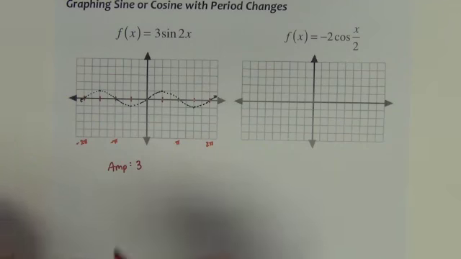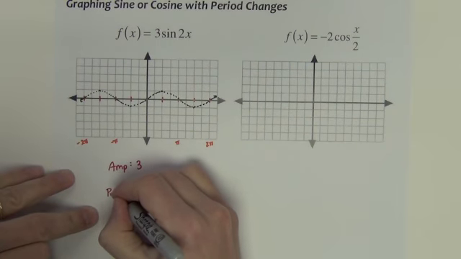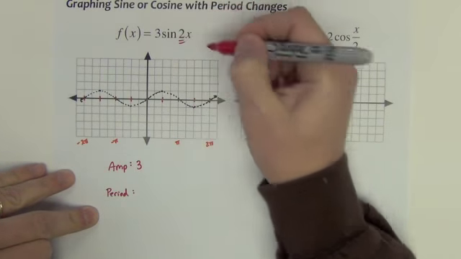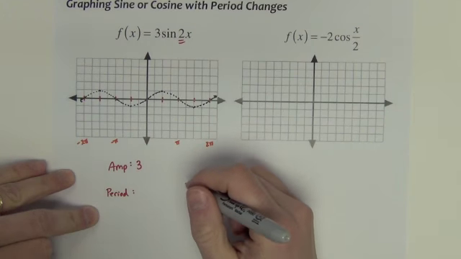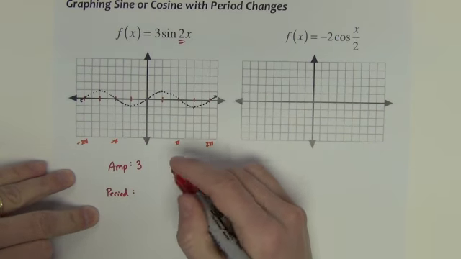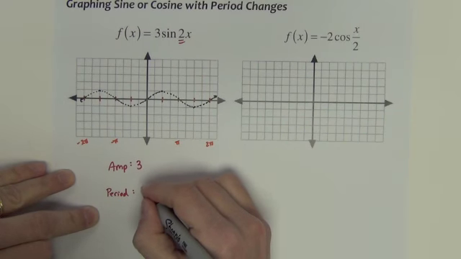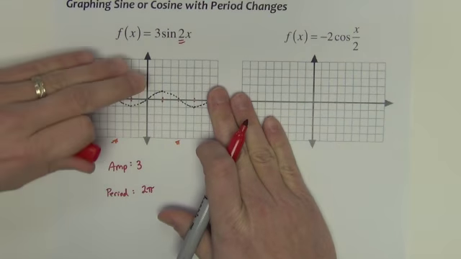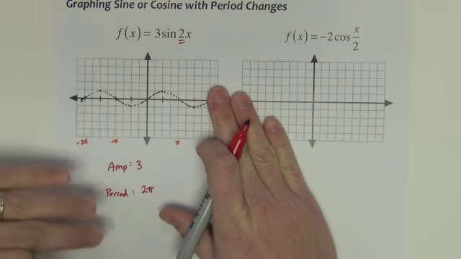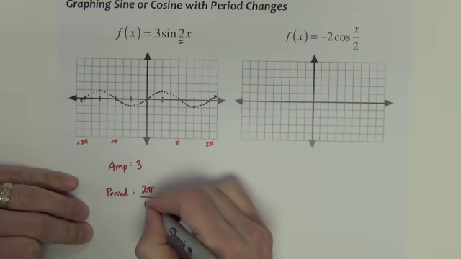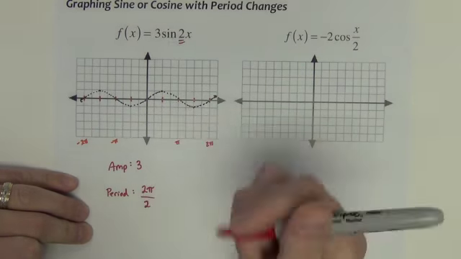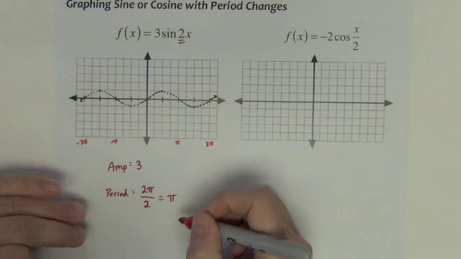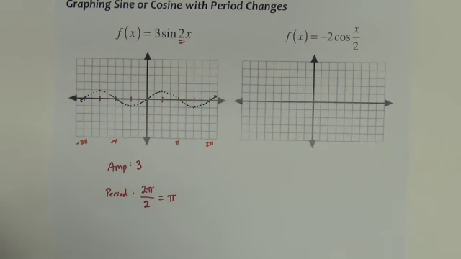For the period, the period is affected by this number here. It multiplies inside the function. The way we find the period is we take the original period, which is 2 pi. That's the original period length right here before it repeats. And we're going to divide it by whatever number is in front of the x. 2 pi divided by 2 reduces down to pi. That should kind of make sense.